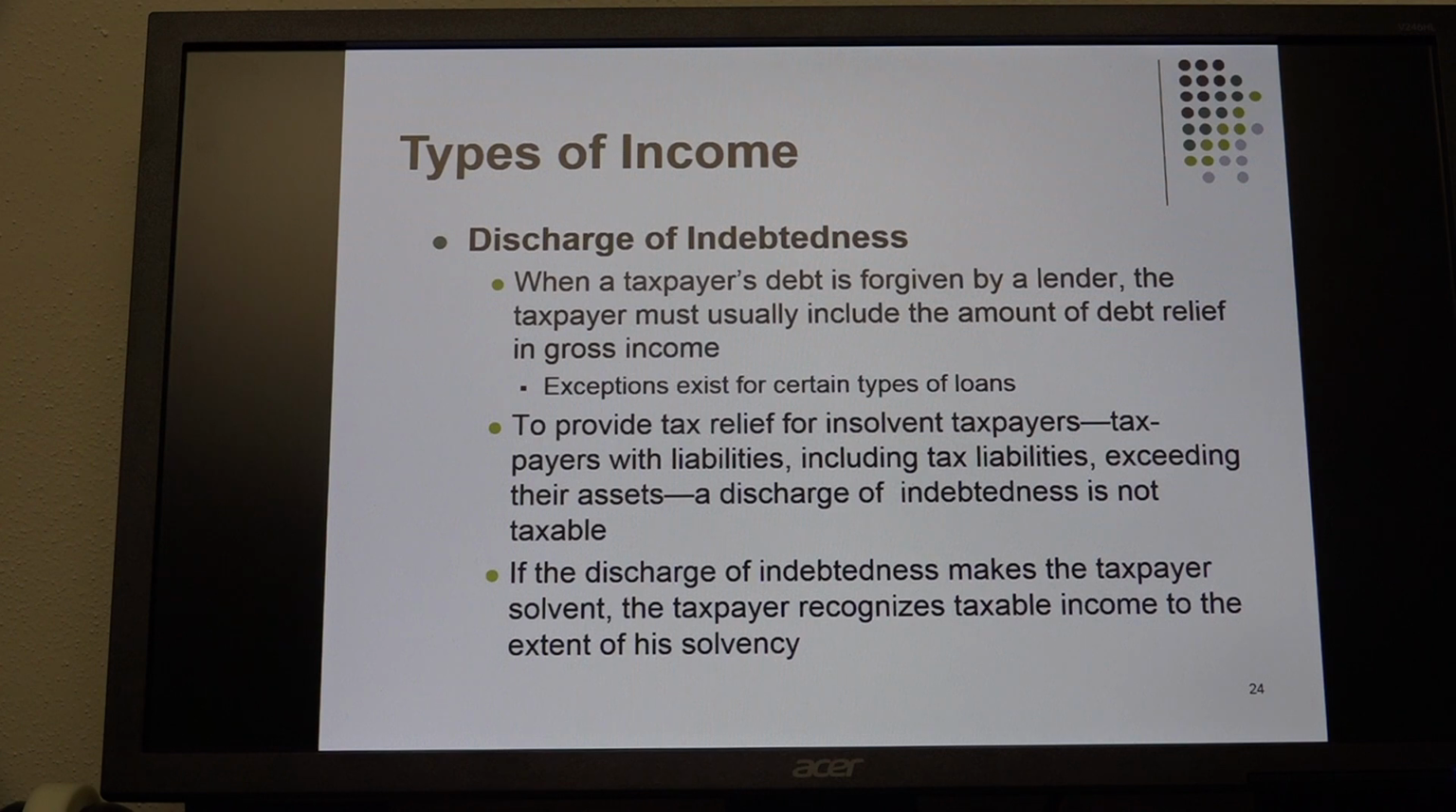And then, of course, the IRS will come back and say, hey, you didn't include this in your income. And then at that point, you could show them that you are insolvent. Well, what does it mean to be insolvent? Well, it simply means that you have more debt than you do assets at the time of the discharge of indebtedness or forgiveness of indebtedness.